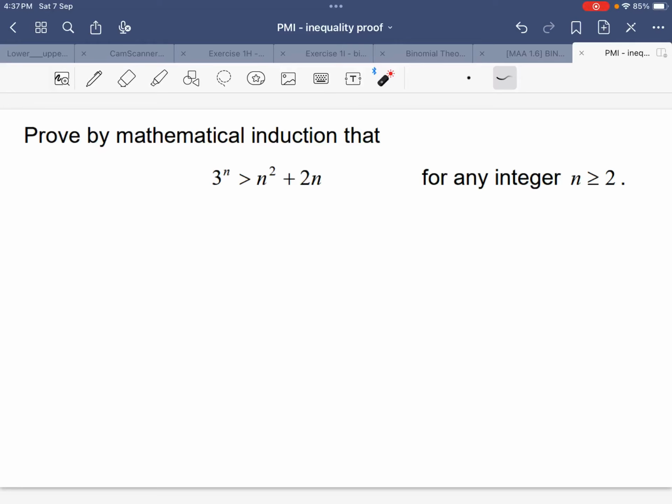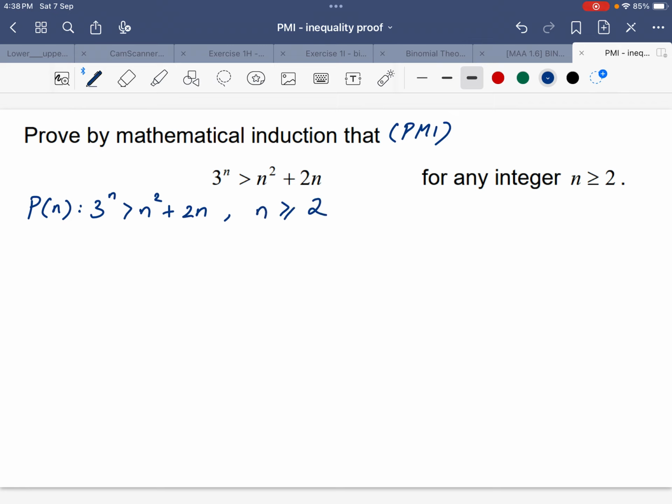In this video, I'm going to show you how to do proving by mathematical induction, in short PMI, involving inequalities. We start off by writing out this statement as a proposition, so stand with letter P. Proposition means a statement yet to be determined. It can be true or false. So P, propositions, in terms of n, where 3 to the power of n is greater than n squared plus 2n, where n is greater or equal than 2 and n is an integer.